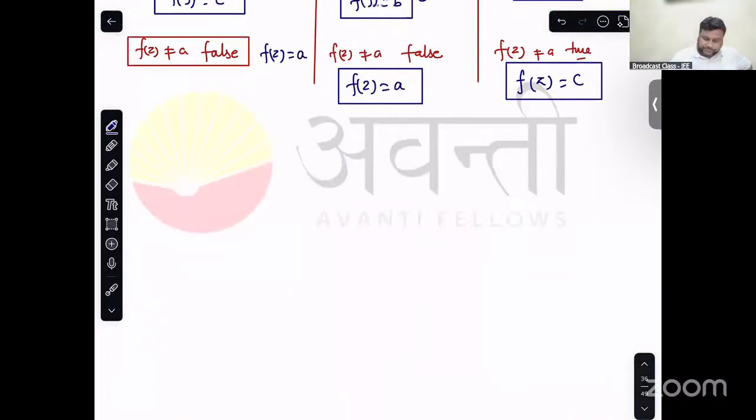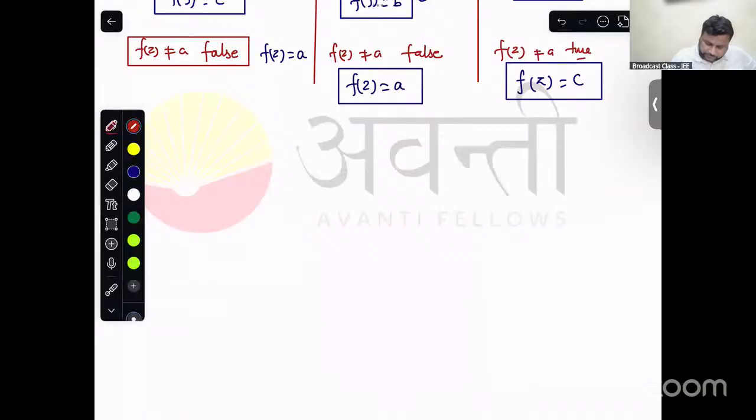Now, write down another question. f from R to R, fx equals x cube minus 6x square plus 11x minus 6. Check for one-one, many-one, onto, into.